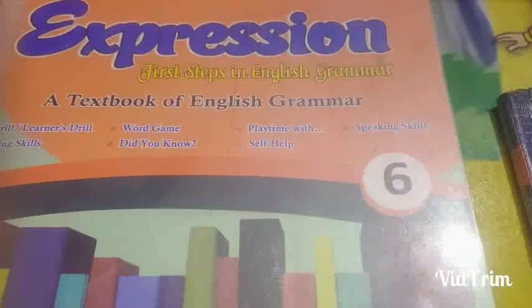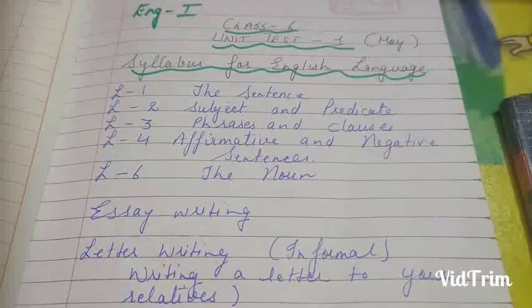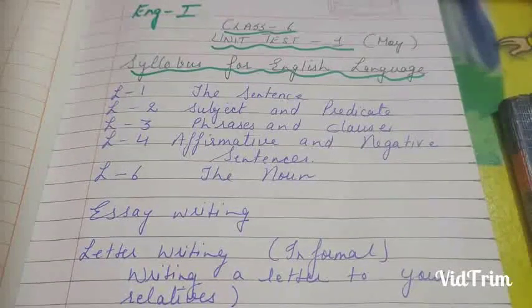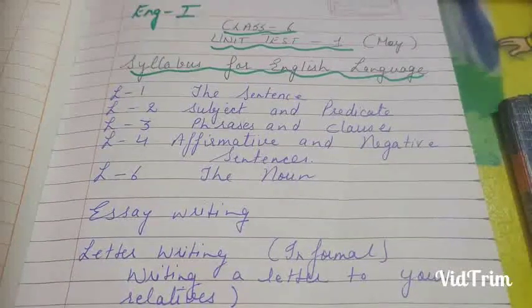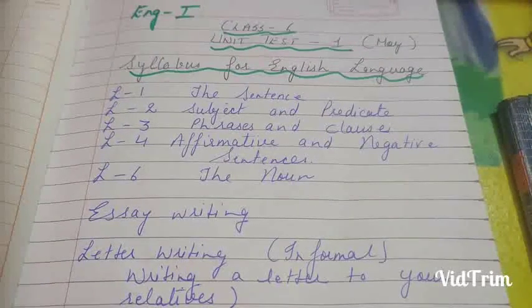Before starting, let me tell you about the syllabus. Syllabus for English language. Lesson 1, the sentence. Lesson 2, subject and predicate. Lesson 3, phrases and clauses. Lesson 4, affirmative and negative sentences.